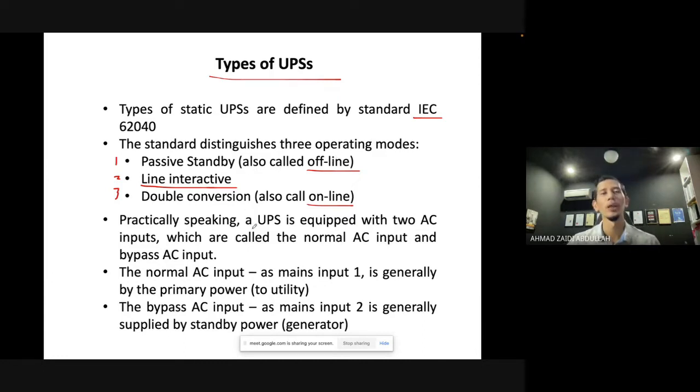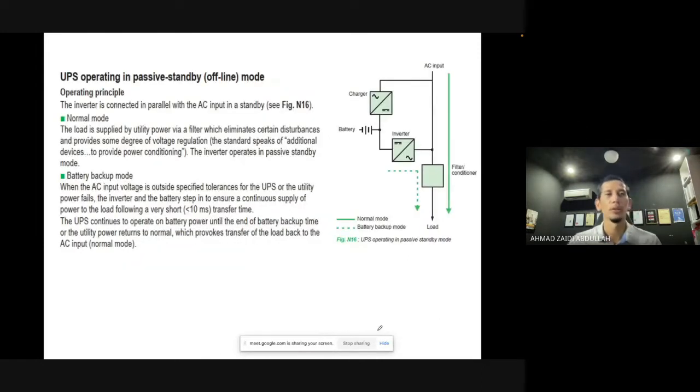Good. So it is normally equipped with 2 AC inputs, where number 1 is normal and the other one is bypass. The normal AC input is from TNB, the utility. And number 2, the bypass, is from the genset, standby power. So this is a sample of the connection. This is the normal supply coming in, and this is our load.